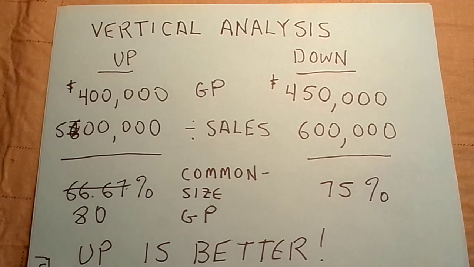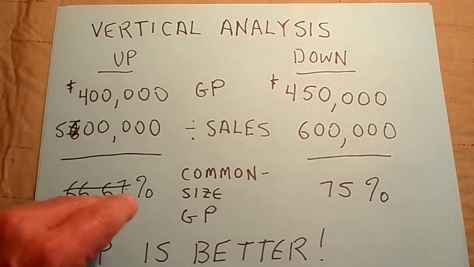So the gross profit for Up was 400,000. The sales for Up is 500,000. Gross profit divided by sales is 80%. For Down, gross profit is 450,000. Sales is 600,000. We divide gross profit by sales. Our common size gross profit is 75%. Here, Up is better than Down because 80% is better than 75%.